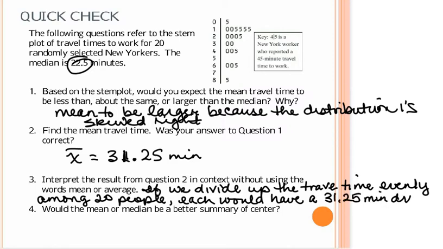There we go. We just interpreted it without using average or mean. Now, which one do you think would be a better summary of center? Well, because this is skewed, and this often happens, if you have a skewed situation, that means you might possibly have outliers. And the data is not well distributed around the center. So I would say, in this case, the median would be a better summary of center because it is a skewed distribution.